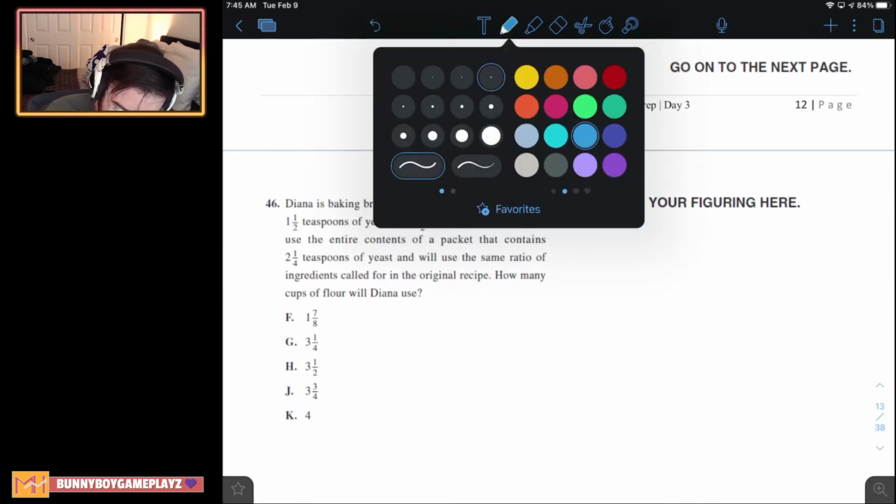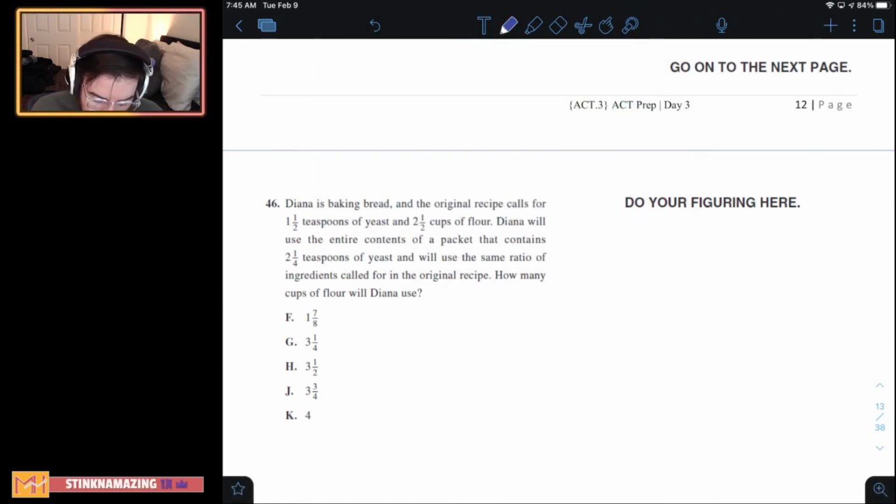So, Diana is baking bread, and the original recipe calls for 1½ teaspoons of yeast and 2½ cups of flour. Diana will use the entire contents of a packet that contains 2¼ teaspoons of yeast and will use the same ratio of ingredients called for in the original recipe. How many cups of flour will Diana use?